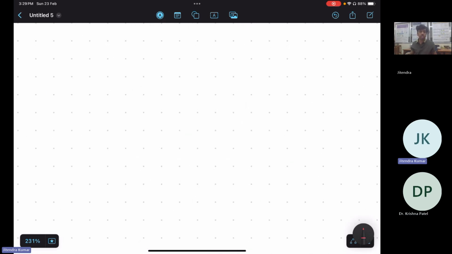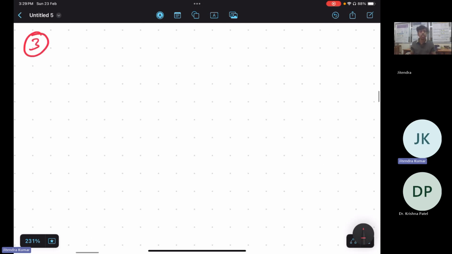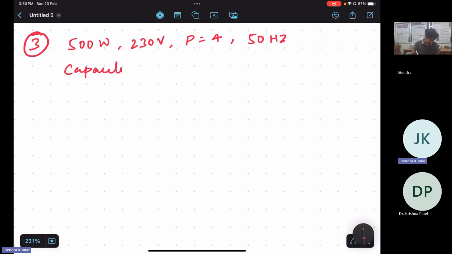Okay. So let us move towards the next problem. 500 watt, 230 volt, four pole. The pole number is four. Do not get confused between pole and pole pairs. 50 hertz, single phase capacitor start. So why do we go with capacitor start for a single phase induction motor? Any idea?